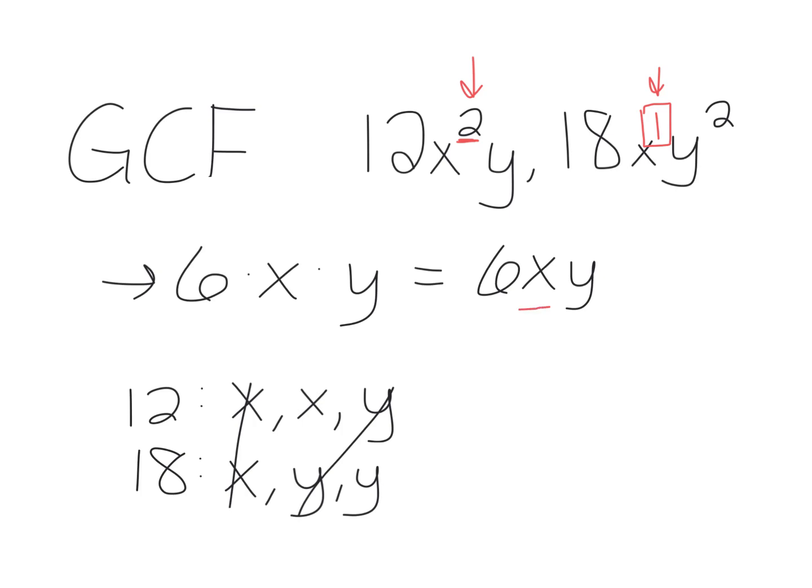Okay, and see in our final answer we had 1x. And then with the y, we have y to the first and y to the second. So how many y's do we have in common? 1, right? The smallest one. Okay.